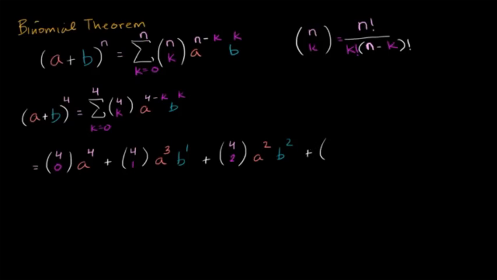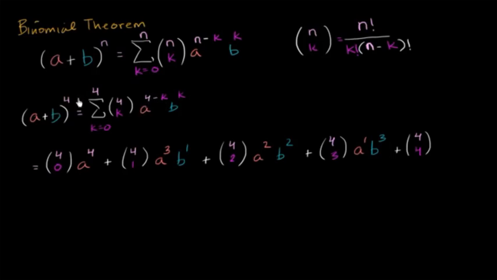Plus 4 choose 3 times 4 minus 3 is 1, so a to the first, and then b to the third power, and then only one more term, plus 4 choose 4. K is now 4. This is going to be our last term. We're getting k goes from 0 all the way to 4. 4 choose 4, a to the 4 minus 4, that's just going to be 1.